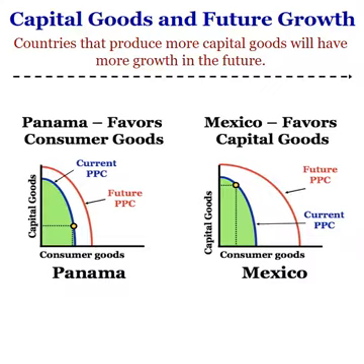Here you can see two countries that originally have the same PPCs. If you look in the green shaded areas, both of them can produce the same number of capital goods and consumer goods at the beginning. Panama is choosing to focus more on consumer goods. So you can see their point on the PPC is closer to consumer goods.